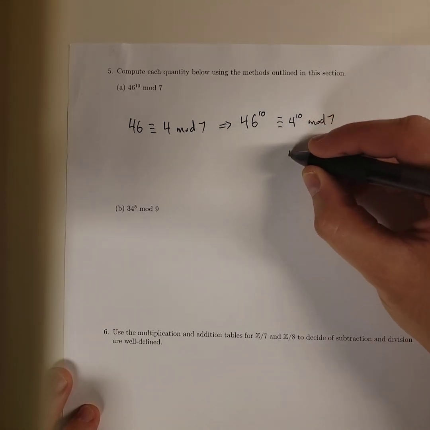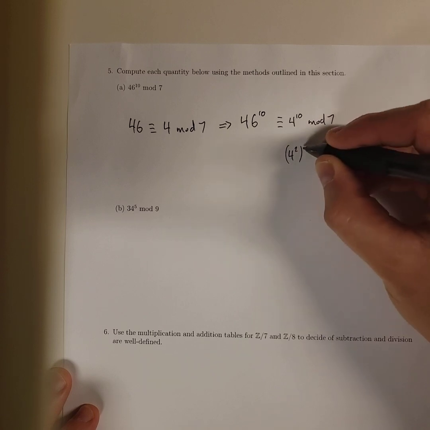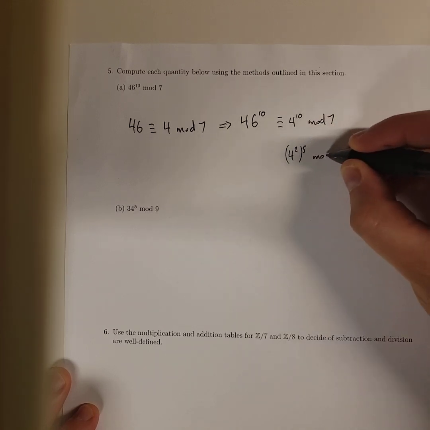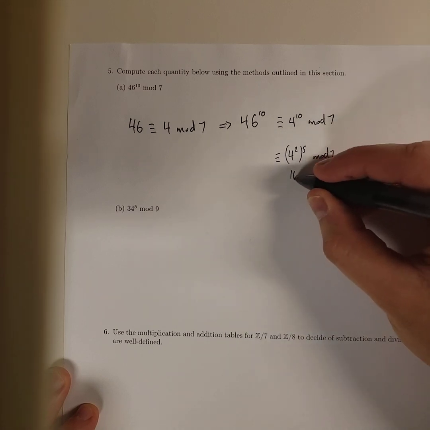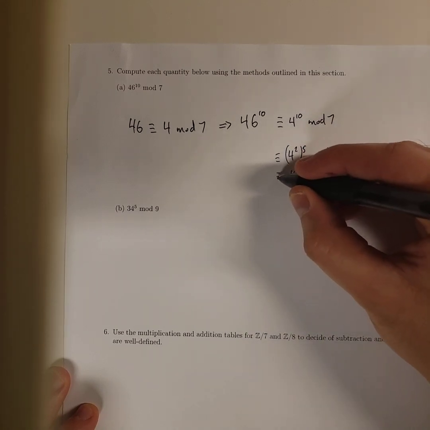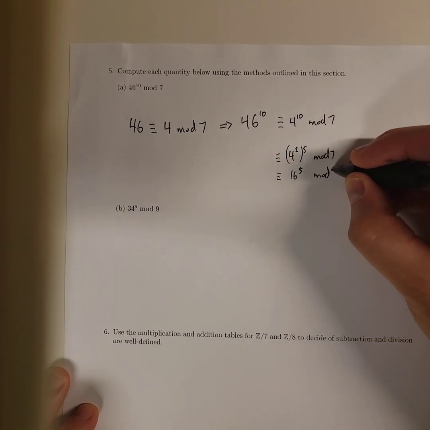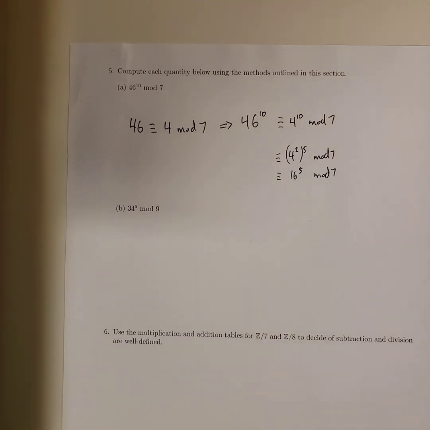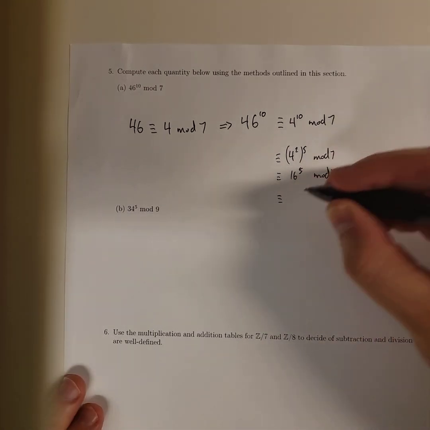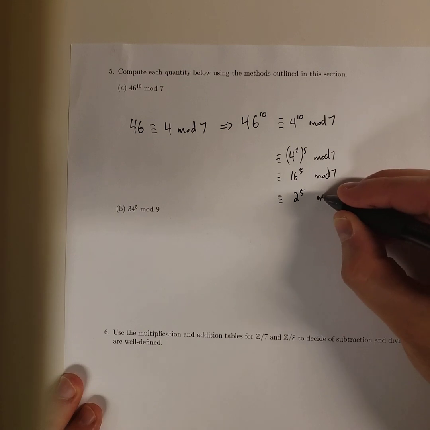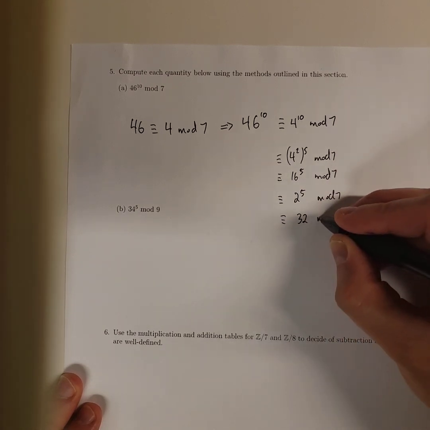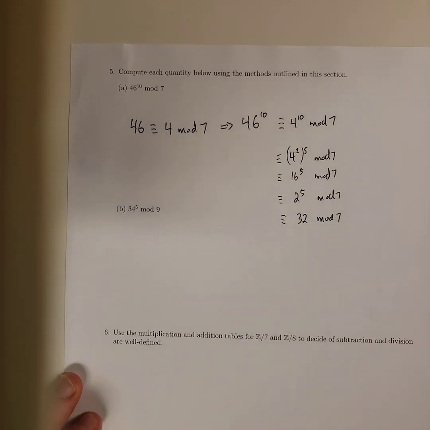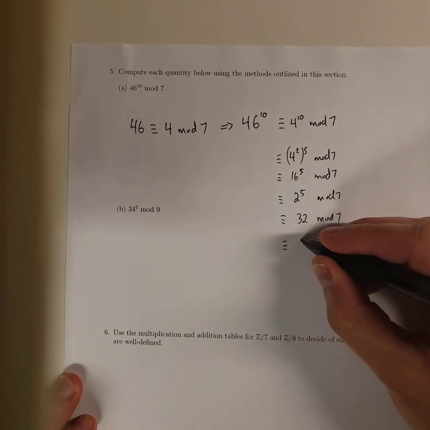I'm going to change this to 4 squared to the 5th, mod 7, so that I can call that 16 to the 5th. And then reduce 16 mod 7, that gives me 2. So 2 to the 5th. And 2 to the 5th I can do, that's 32. And then finally that gives me a remainder of 4.